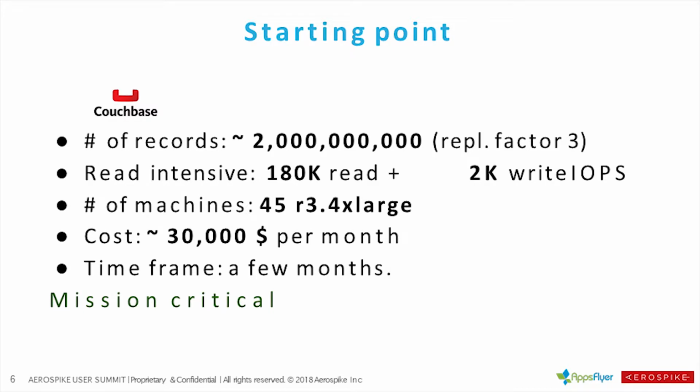So what did we need to migrate, and under which circumstances? About 2 billion records replicated by 3, so a total of 6 billion needed to move to the new database. As I told you before, the database is very read intensive, and it has a lot of nodes. It costs us about $30,000 per month. That's only hardware costs, no licensing, on AWS. And we have a few months until we need to renew our license with Couchbase. And needless to say, this database is mission critical. We cannot turn it off. We cannot scale it down. It has to stay alive and serve the service.